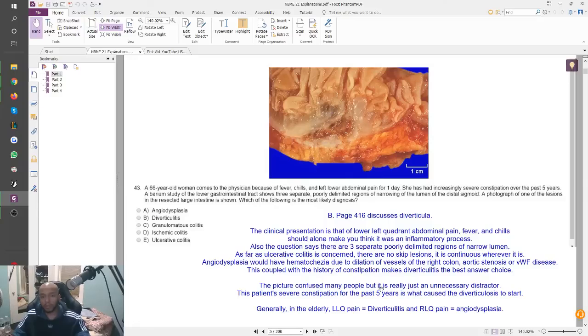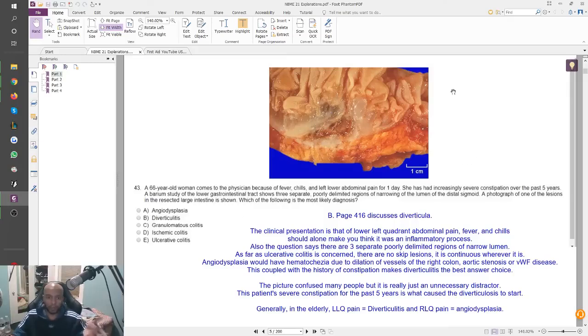The picture confused many people, but it is really just an unnecessary distractor. And this is something NBME is notorious for. On the next NBME, they could use the same exact picture again to ask you a question about colon cancer. They could use the same picture again to ask you a question about some kind of infection. They can just do that because this picture was really unnecessary. You didn't need the picture.